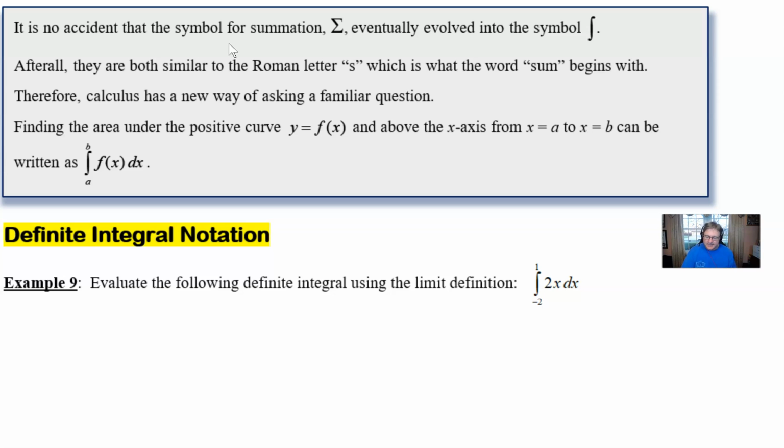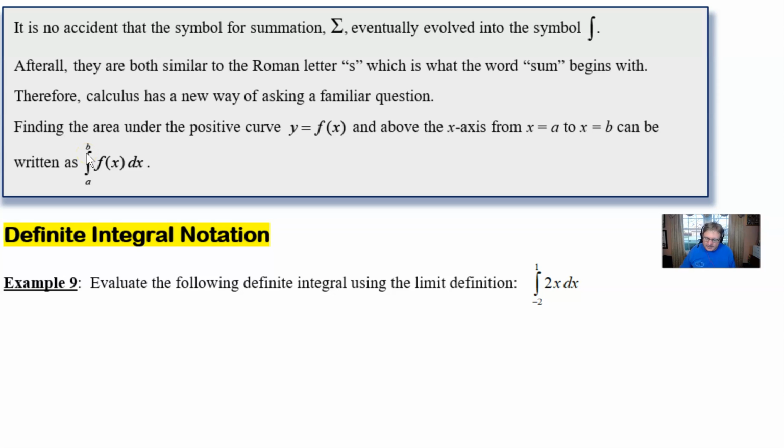So therefore, calculus has a kind of a new way of asking a familiar question. Finding the area underneath the positive curve y equals f of x and above the x-axis between a and b can be written now using that new integration symbol. And you just simply have to decipher from that particular expression that f of x is the equation of that curve, and a is the lower left boundary, and b is the upper right-hand boundary.